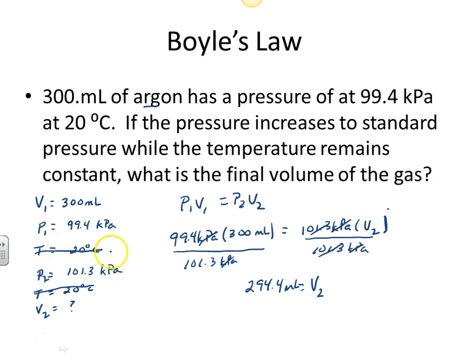And checking to make sure the problem makes sense. Remember, pressure is inversely proportional to volume. So if pressure goes up, volume should go down. That's what happened here. Pressure went from 99.4 to 101.3. That's an increase in pressure, so volume should decrease. And it did, slightly. Slight increase in pressure, slight decrease in volume.